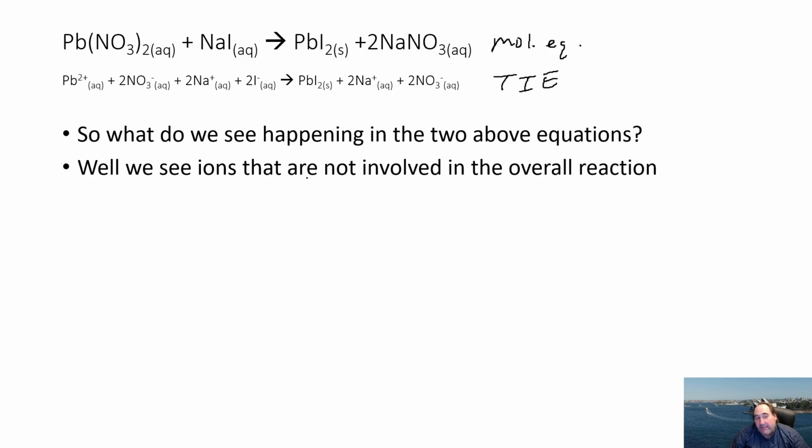When we look at this, we should be able to find ions that are the same on both sides of the arrow. And they should be exactly the same. They should be ions. And in this case, there are 2 sodium ions here and also 2 sodium ions there. There are also 2 nitrate ions here and 2 nitrate ions there. Those are ions that look exactly the same on both sides. They are freely floating around in the solution.